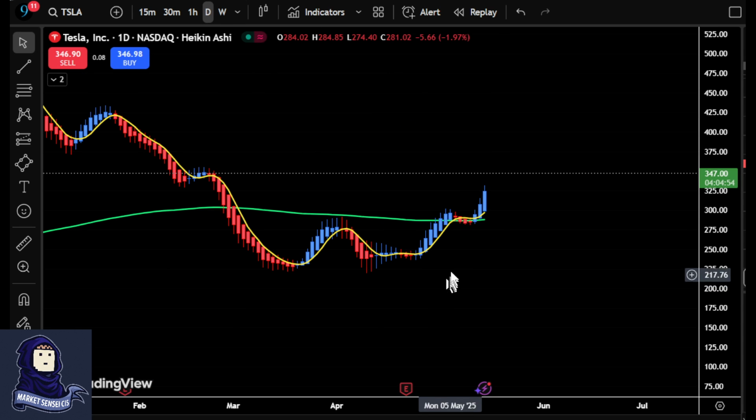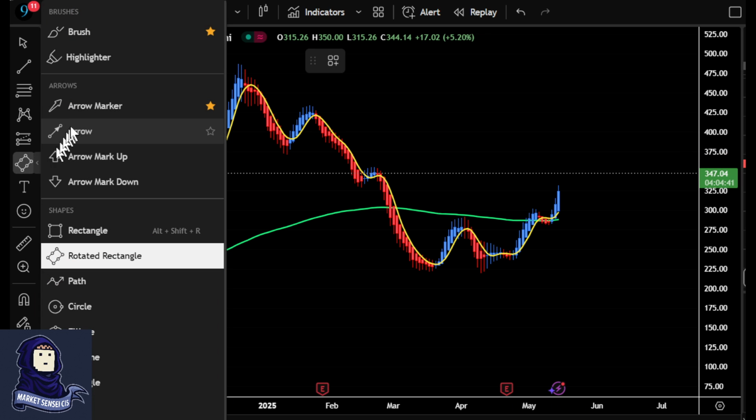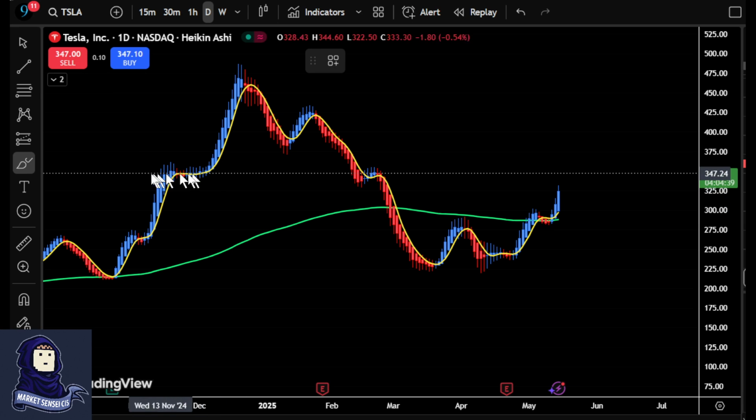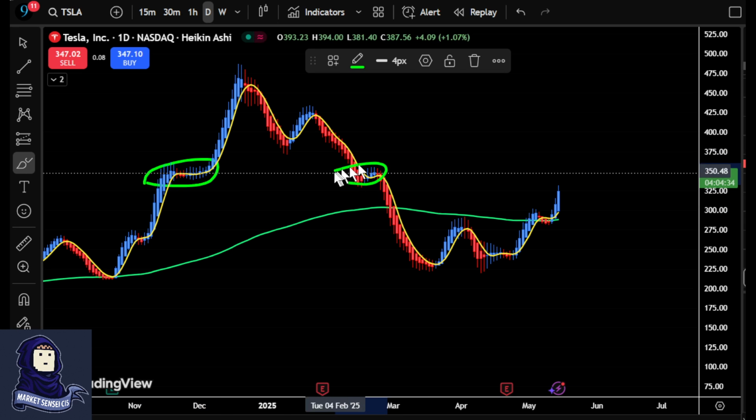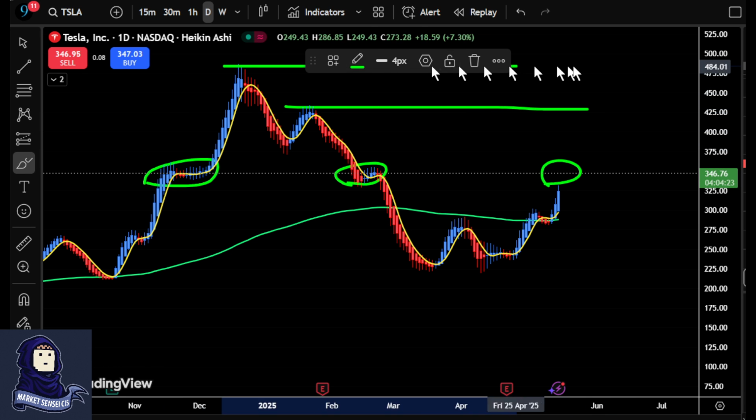So let's see daily. Daily is also nice. It's broken above the 200-day moving average. So yeah, this area, as you can see, has been mentioned before. If you check, all these areas are support turned resistance areas. So it's at here now. If it breaks above, you expect it to test these areas.